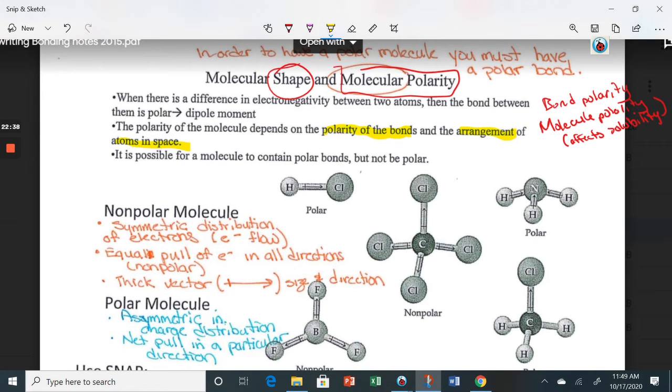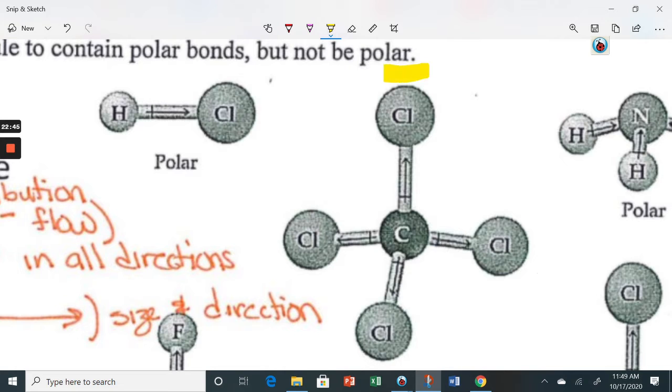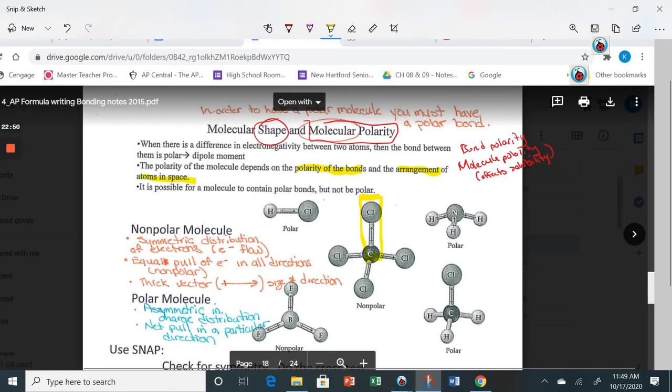So you have to start first with the individual bond. It's like you zoom in. We zoom way in and look at the individual bond. Then you zoom out and look at the whole molecule. When we look at the whole molecule, we're looking at the distribution of electrons in the whole molecule. When you look at it three-dimensionally, is there a net flow or is there no net flow?